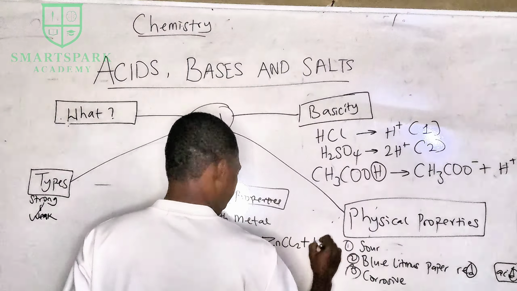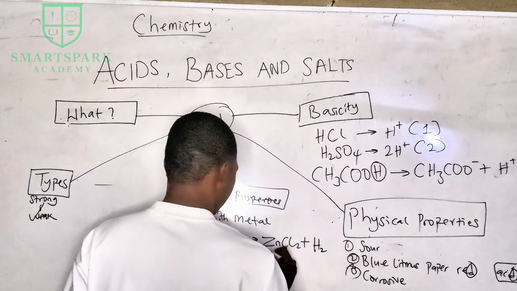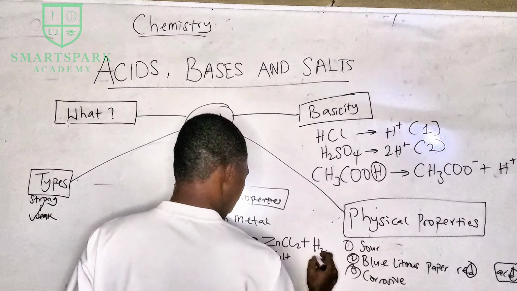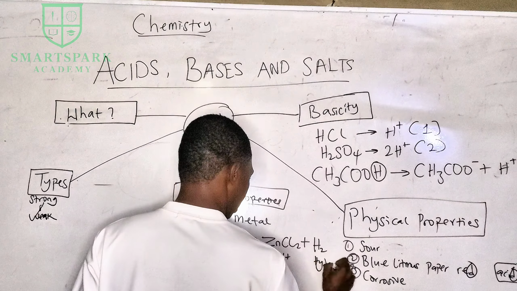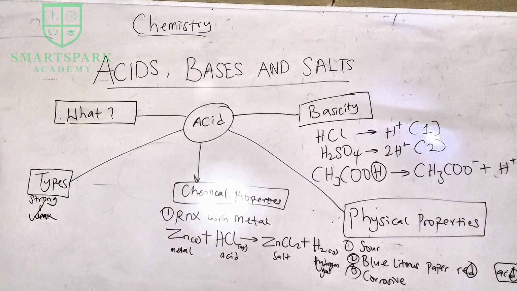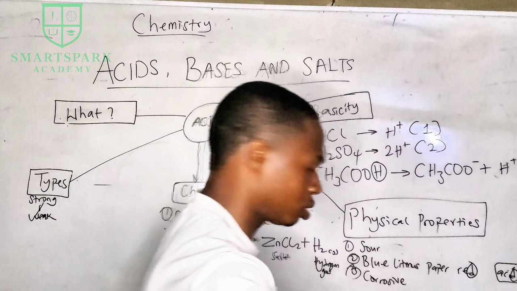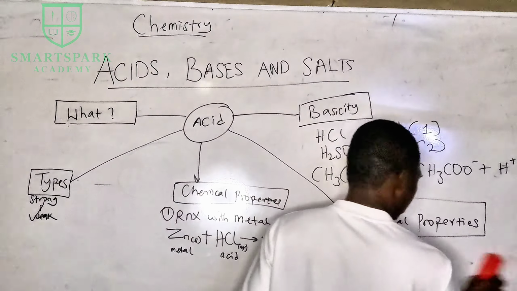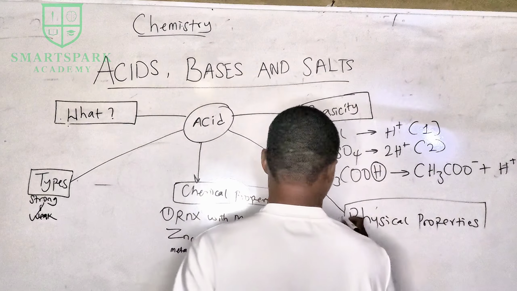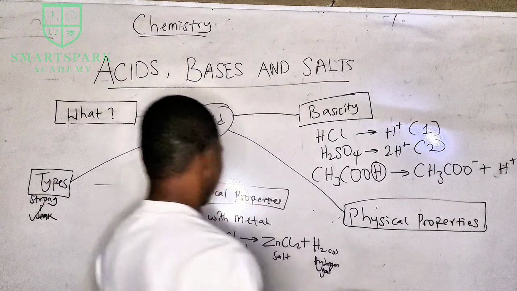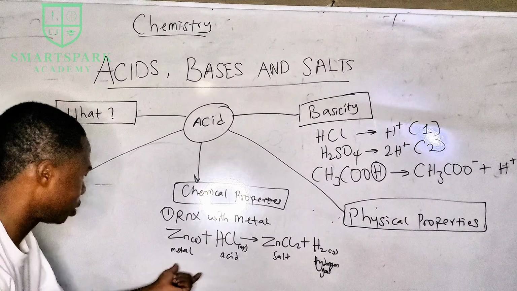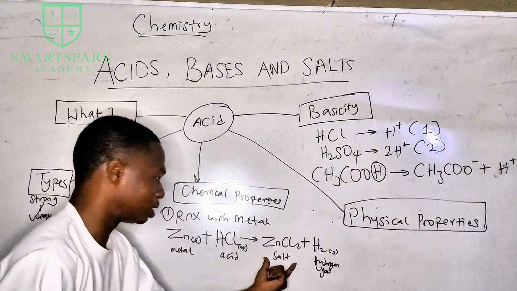plus H2 gas. So we have salts, zinc salts, this is a salt, then hydrogen gas. This is gaseous. Hydrogen gas, which is gaseous. Now listen, this zinc is a metal plus acid, then it gives you this.